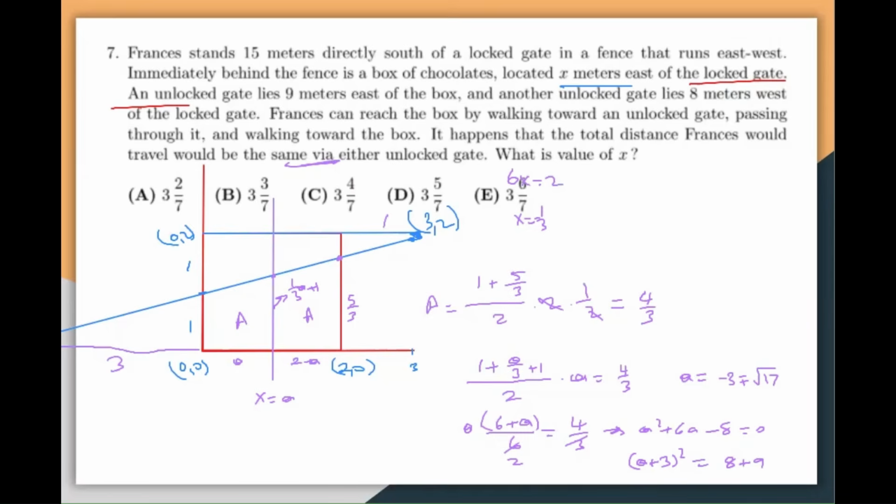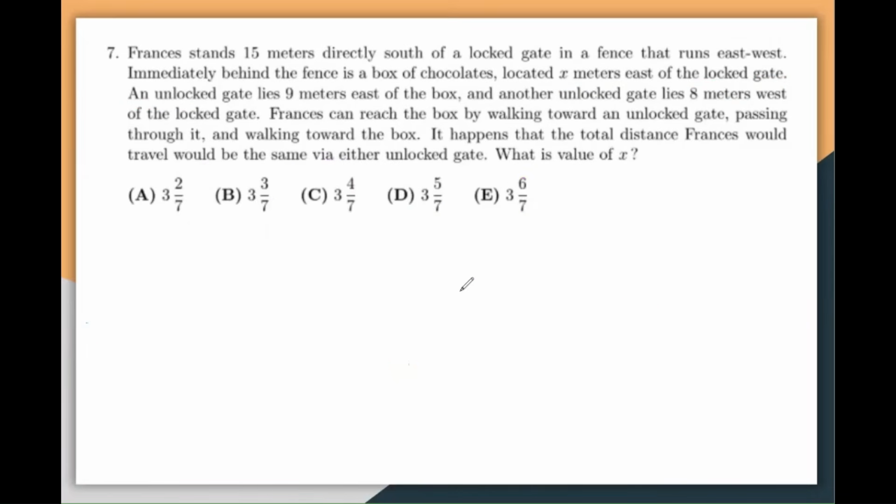Number 7. Francis stands 15 meters directly south of a lock gate in a fence that runs east-west. Okay. Immediately behind the fence is a box of chocolate located x meters east of the lock gate. Okay, it's getting complicated. So let's start with the lock gate. Let's say this is the lock gate. And then the guy stands 15 meters south of this. So maybe I should do a visual like this. Okay, and this is 15.